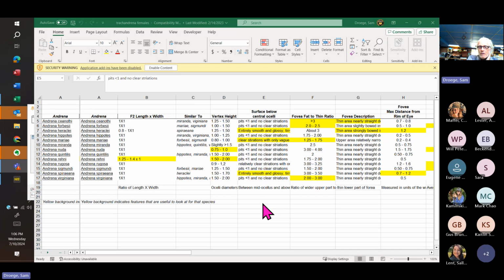In other words, that would be the first, but maybe not the only thing that you would look for if you suspect, oh, this might be Nuda. You would look and see, oh, the vertex height is pretty short compared to some of the others and so forth. We went through these in a lot of detail using Forbesii as our model child to explain the categories. So we'll go through the rest of the species, but nowhere near that level of detail.